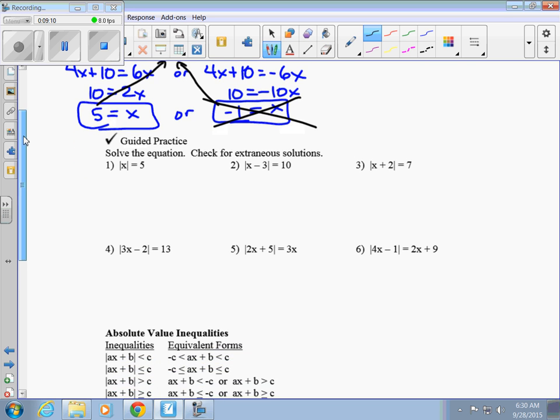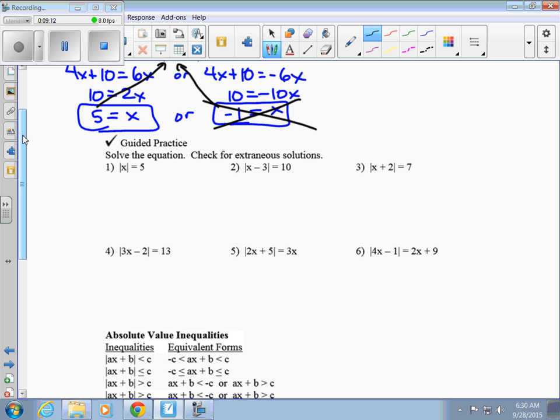So let's jump down to the guided practice. There are 6 of them here to do. Go ahead and do a couple of those. I'll do all of them, and then you can hit pause when you're ready to go. Hit play.